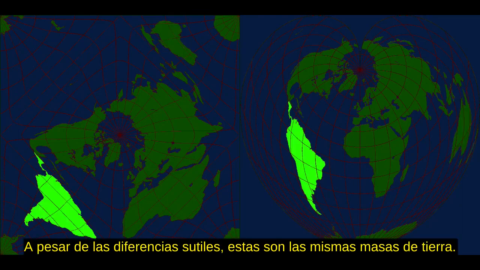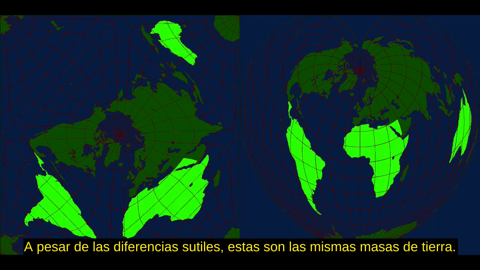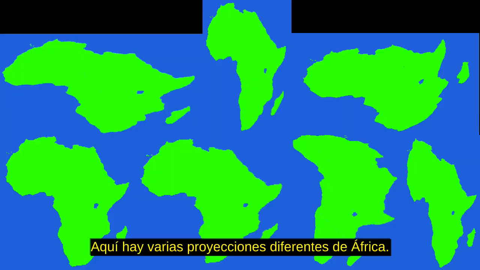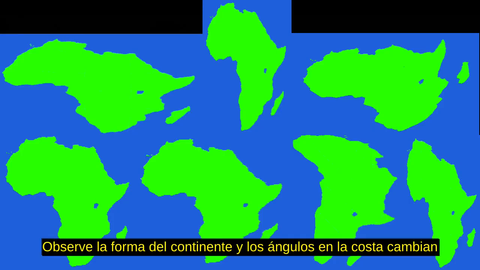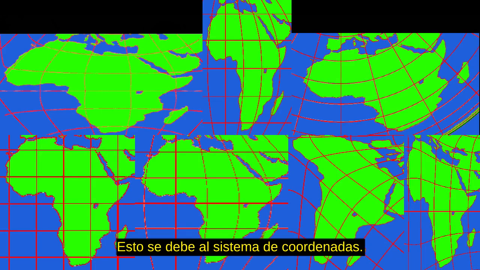Despite the subtle differences, these are the same land masses. Here are several different projections of Africa. Notice the shape of the continent and the angles on the coastline changes. This is because of the coordinate system.